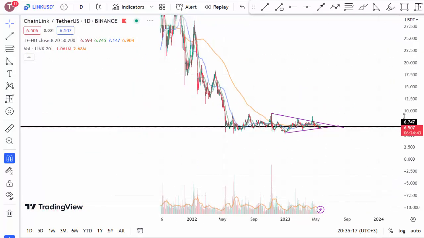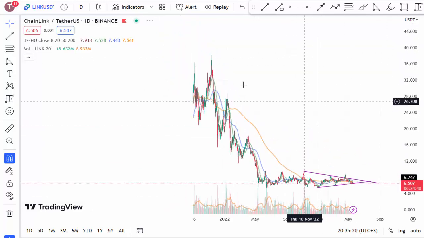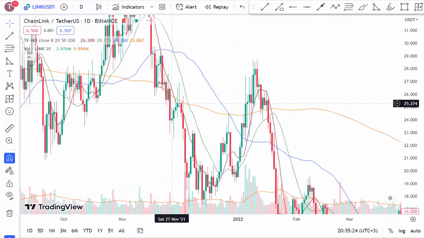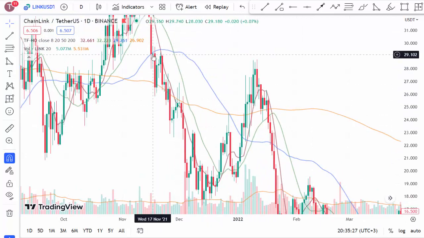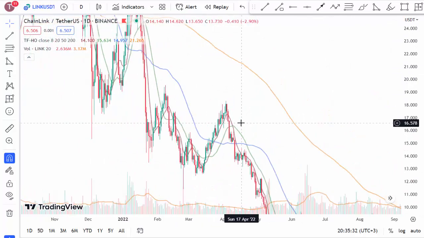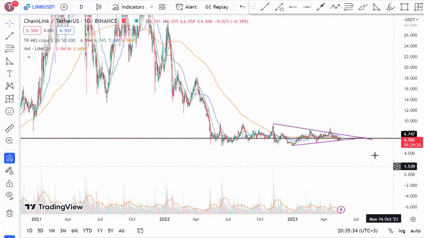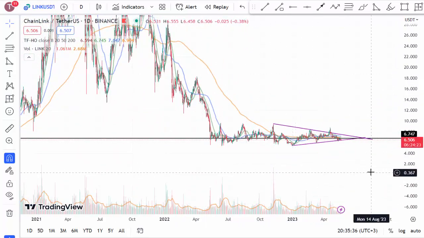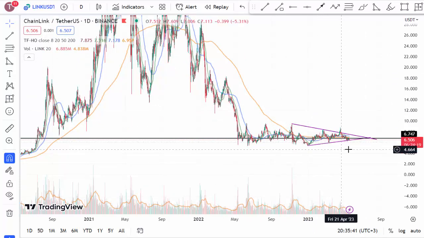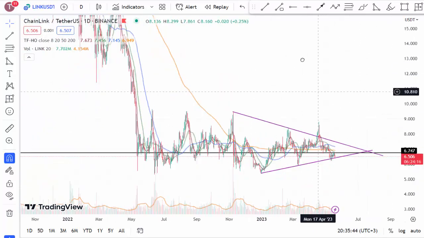If we look at it closely, when the price broke below the 200-day moving average at 0.6, the price rapidly dropped. When it broke above, it started to rise, and currently, the price has been trading below the 200-day moving average for a long time. We are now very close to the end of this triangle. A breakout can happen at any moment, either to the upside or downside.